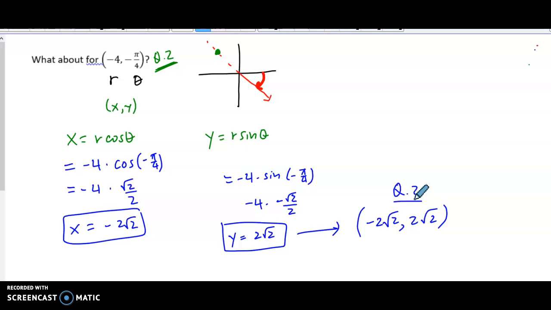So that's how you go from polar to rectangular. The last example we're going to look at is going vice versa. How do we go from rectangular to polar?